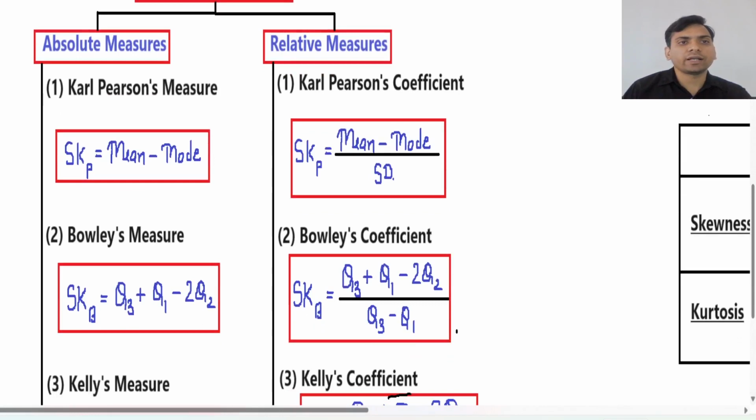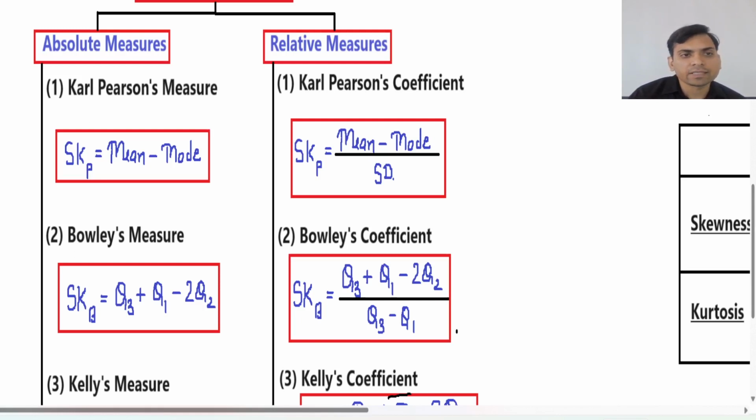So there are two categories. First is absolute measure and second is relative measure. So in absolute measure, first is what? First is Pearson measure of skewness, absolute measure. And this is equal to Sk is equal to mean minus mode.